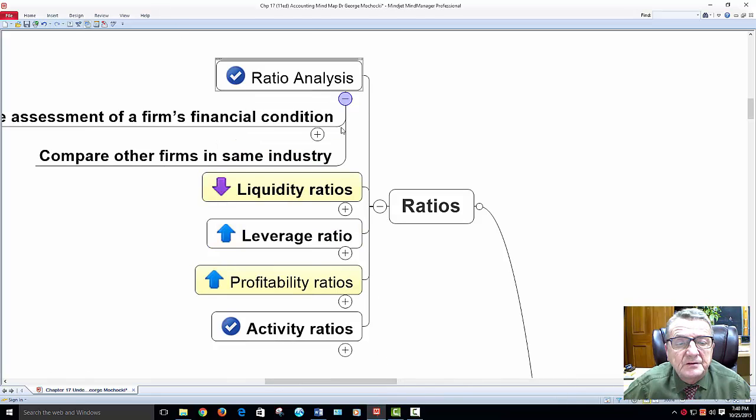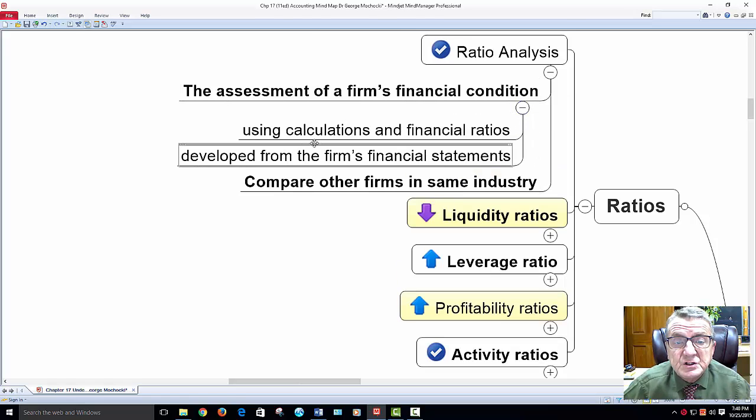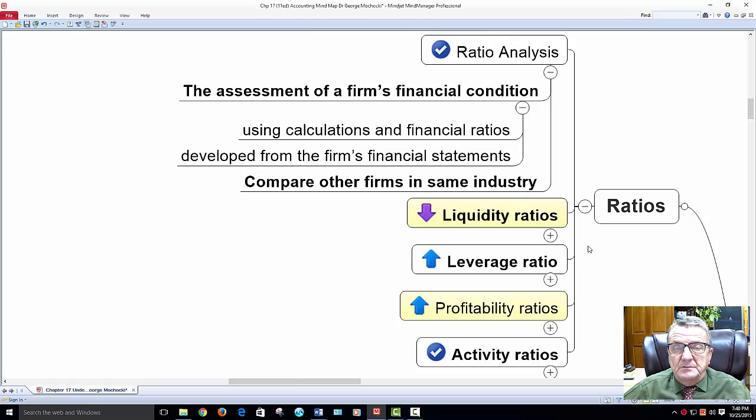Okay, so now the ratio analysis. The ratio analysis is the assessment of a firm's financial conditions using calculations and financial ratios developed from the firm's financial statements. That's a good sentence to remember. You compare other firms in the same industries. We just talked about that earlier when I talked about the car dealers, the turn of inventory versus a produce store in terms of inventory. Okay, or what they call sell-through.